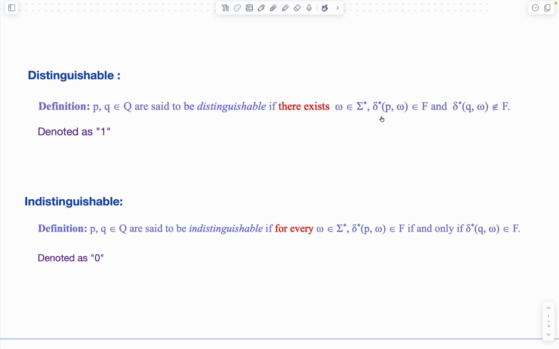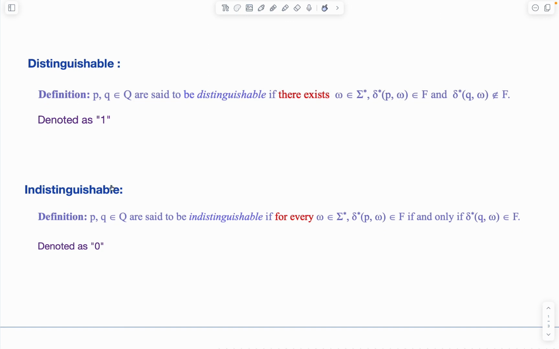If one state is going to a final state and another state is going to a non-final state, that means they are distinguishable. And usually distinguishable states are denoted as 1. So in the table that we're going to fill, if these states are distinguishable, we denote them as 1.